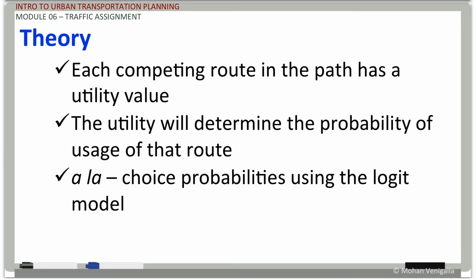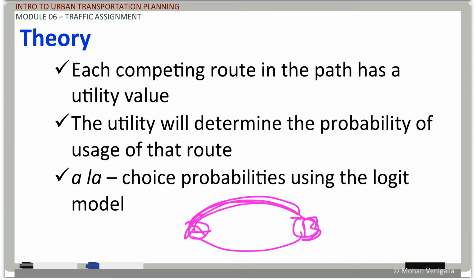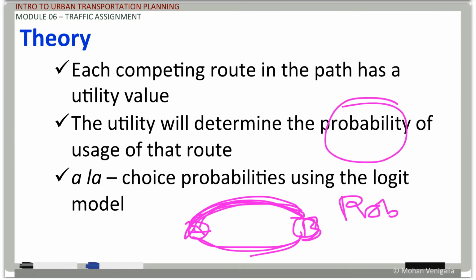The theoretical basis for this is that if you have two routes between a zone A and B, not everything will go only on one link. Some people are going to use each, so it's going to be probabilistic, hence the term stochastic. I think probabilistic and stochastic are used interchangeably. That's essentially what it is.